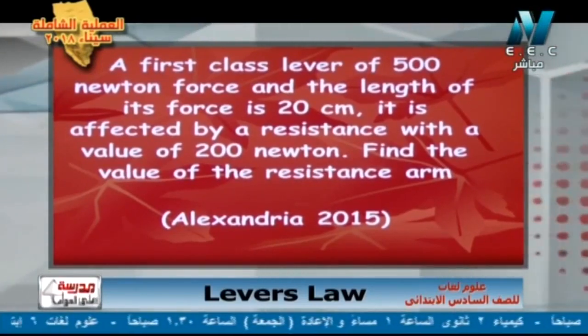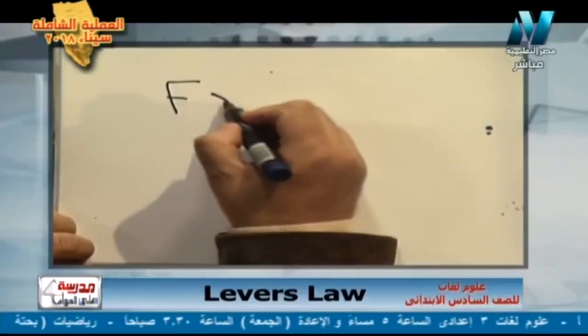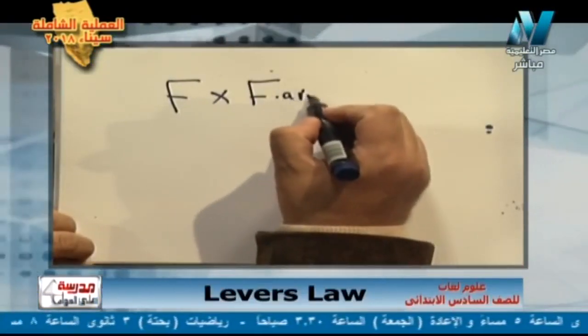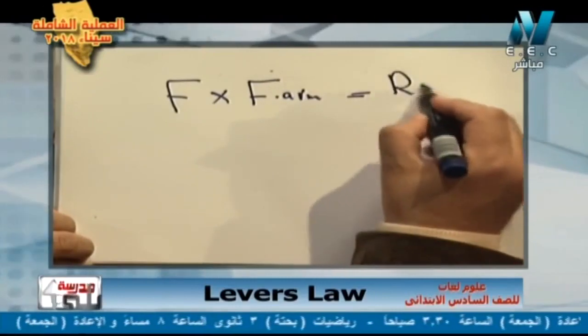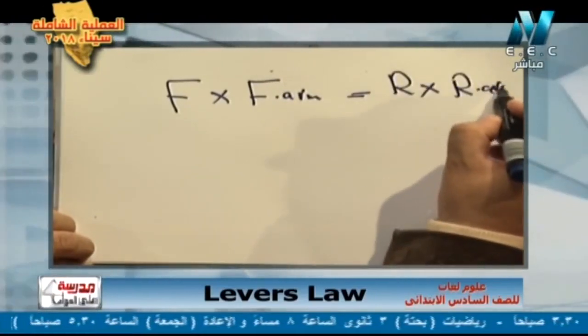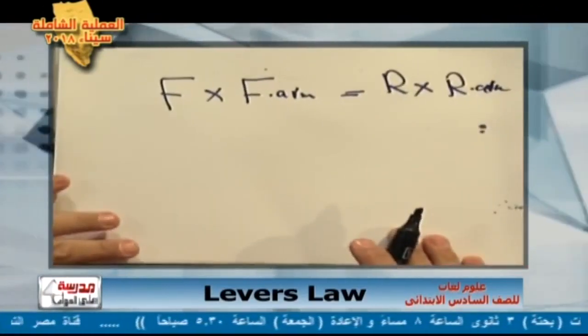So the first step, as I said, is that I must write the law, accurately. What does the Lever's law state? It states that F by F arm equals R by R arm. So I can write the law like this: F by F arm equals R by R arm. Now I must search for the values.